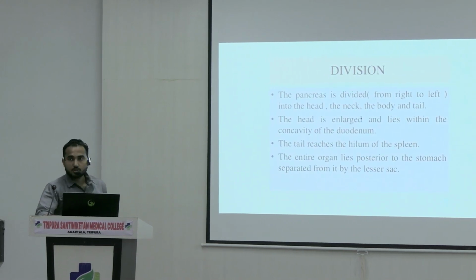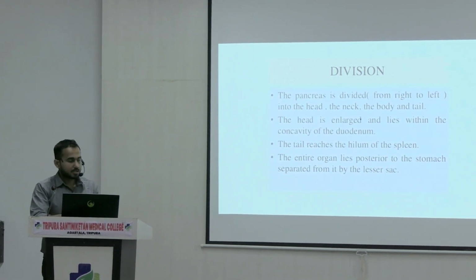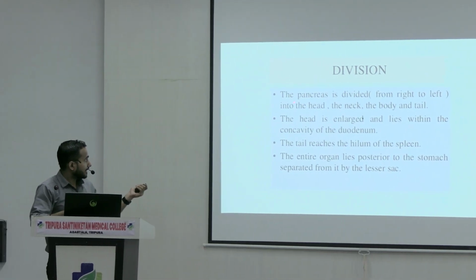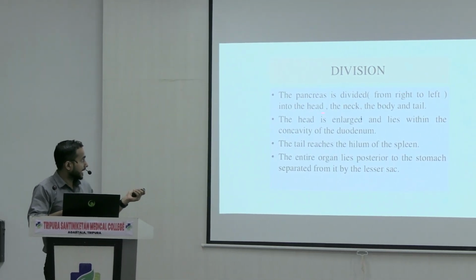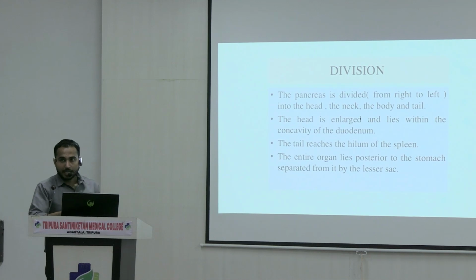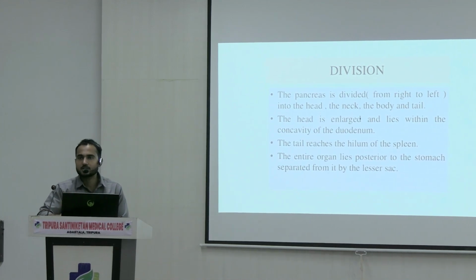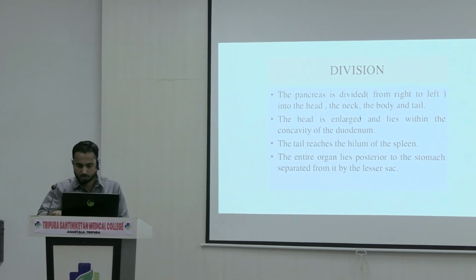Now, division. As you know, the pancreas is divided into various parts. If you go from right to left, it is divided into head, neck, body, and tail. And the head has one small process that is called the uncinate process.